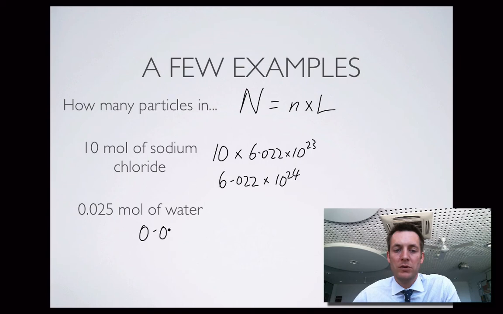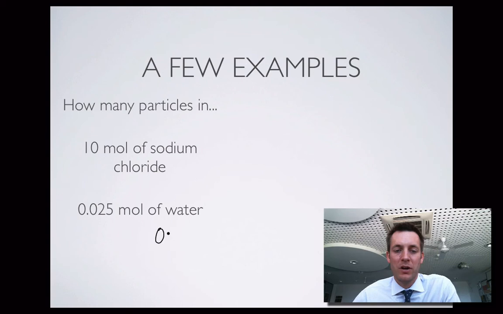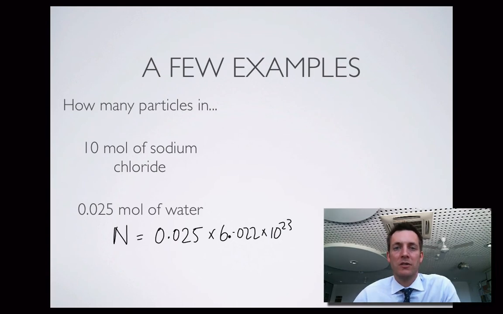0.025 moles of water. Okay, let's just rub that whole thing out and start again. 0.025 is here the number of moles. I know that big N is equal to the number of moles times Avogadro's number, 6.022 times 10 to the 23. Plug those numbers into your calculator and you find that you get approximately a 40th of 6 times 10 to the 23. But anyway, you can plug those numbers into your calculator and see what you get. So that is using the formula for the number of particles: big N equals the number of moles times Avogadro's number.